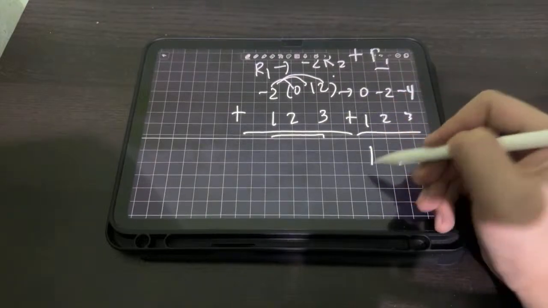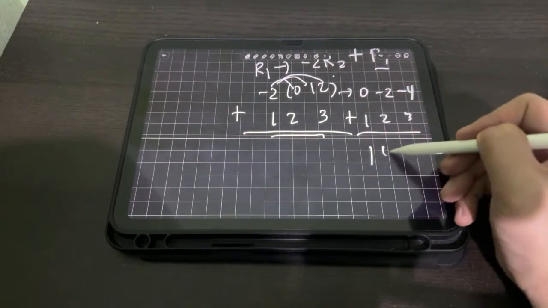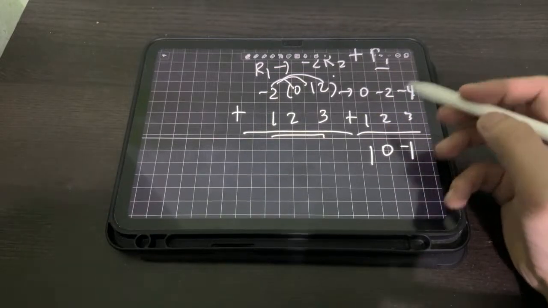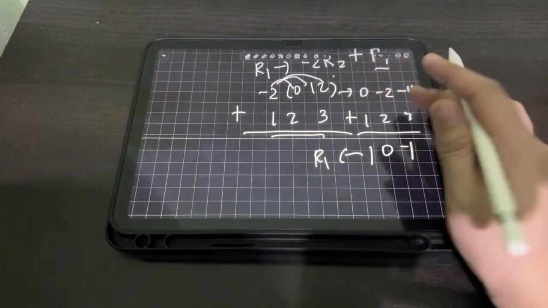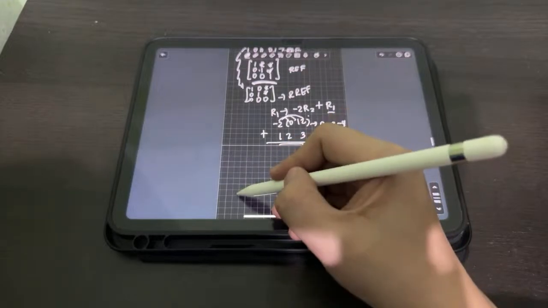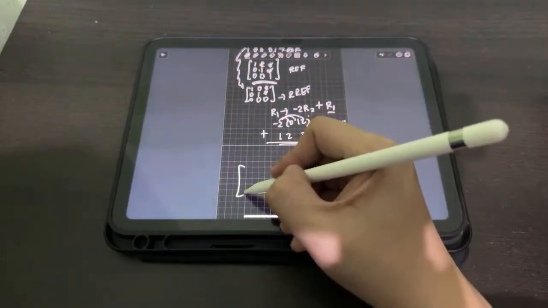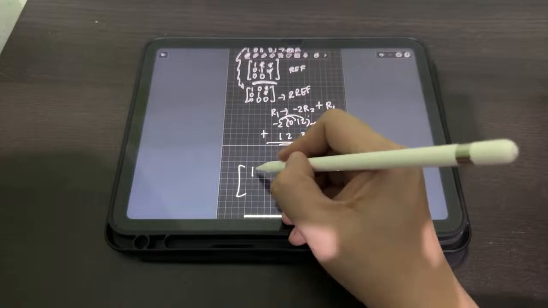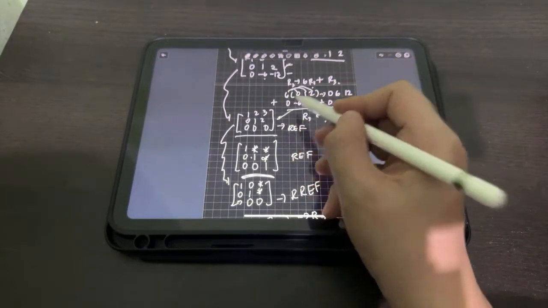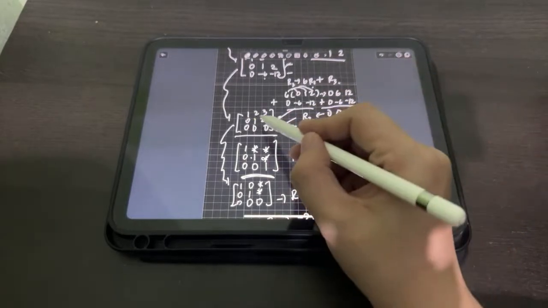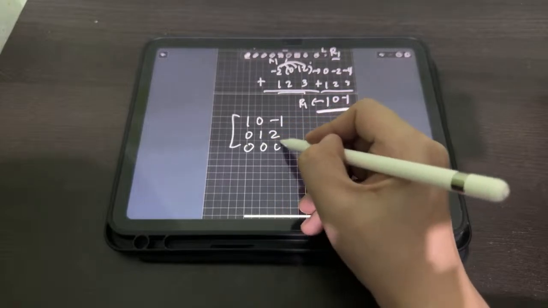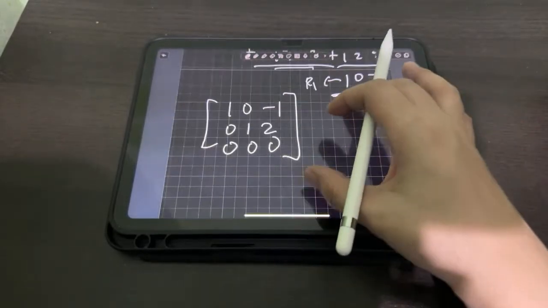So 0 plus 1, 1. Negative 2 plus 2, 0. Negative 4 plus 3, negative 1. Okay, so this is the new entries in R1. So therefore, we will have the new entries in R1, 1 0 negative 1, and then just copy the entries in row 2 and row 3. So 0 1 2 0 0 0. So this is the RREF.